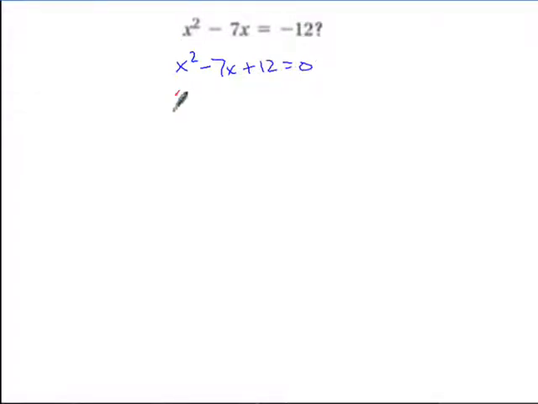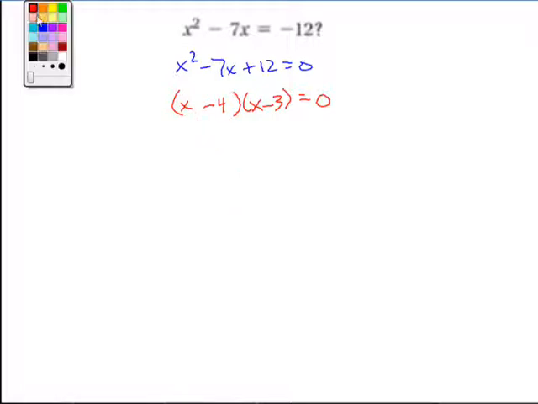Then I'm going to factor, okay? And the only way to get x squared is x times x. Minus plus means minus minus, and then it's 4 and 3. They add up to 7. Then from here, I'm going to set each one of those equal to 0. Now this part you might be able to do in your head, and that's fine.